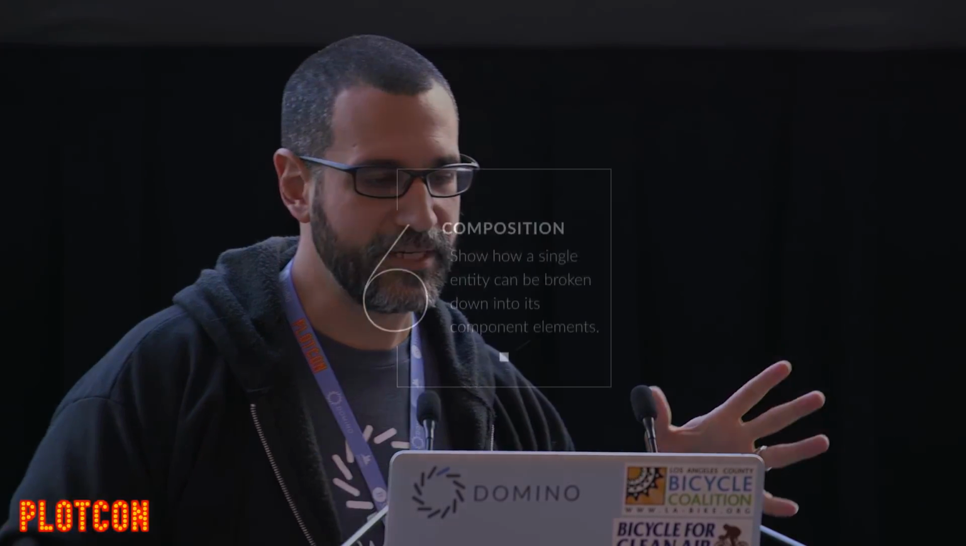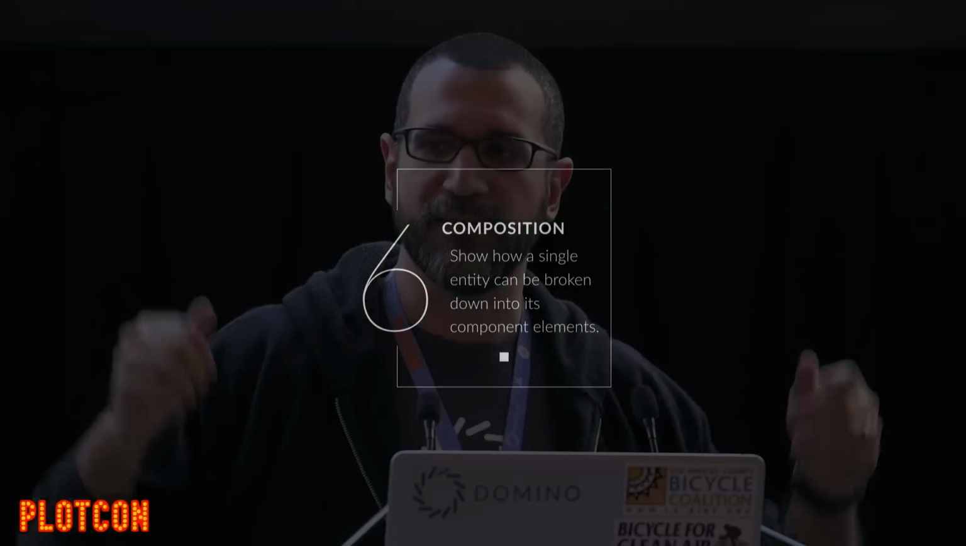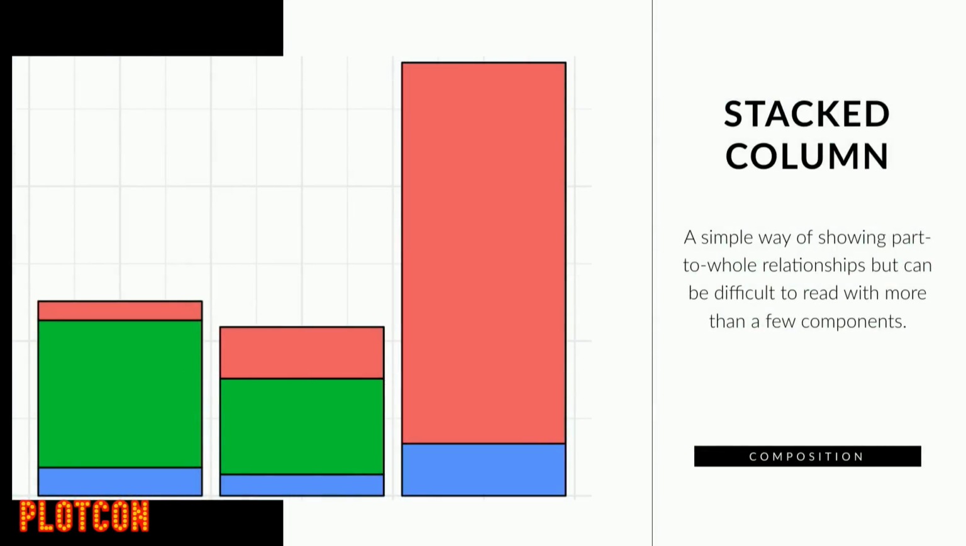All right. Wow. Composition. So we're whole beings, and we're made up out of stuff, and that's the way our universe and our reality is shaped. And sometimes you want to show that whole thing. What are the things that make it up, right? The only one I really like is the stacked column. It's just immediately intuitive, right?